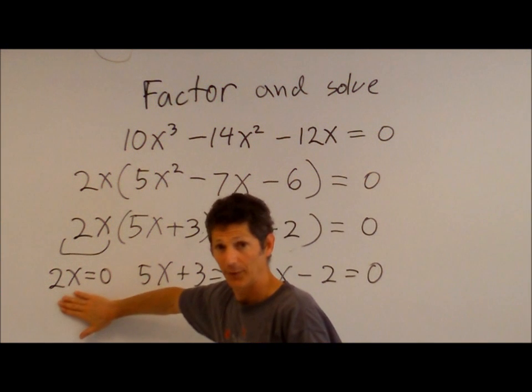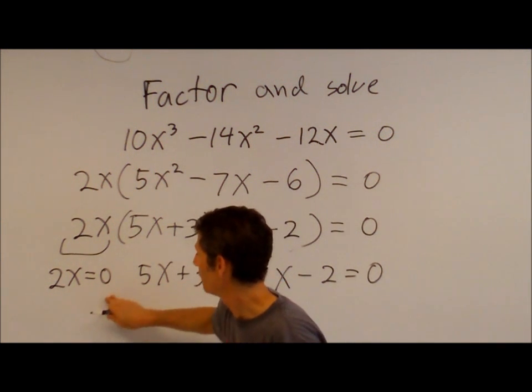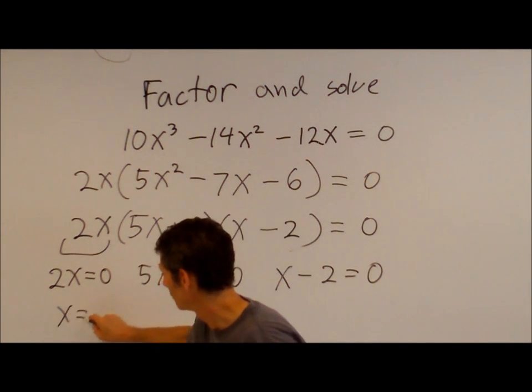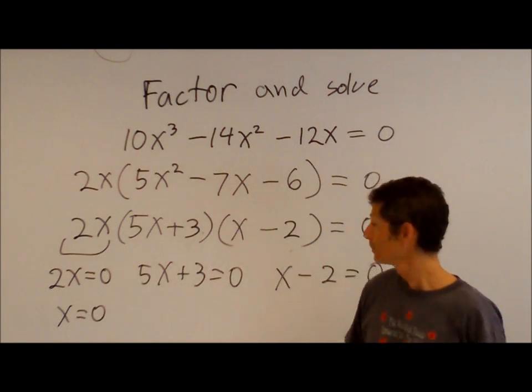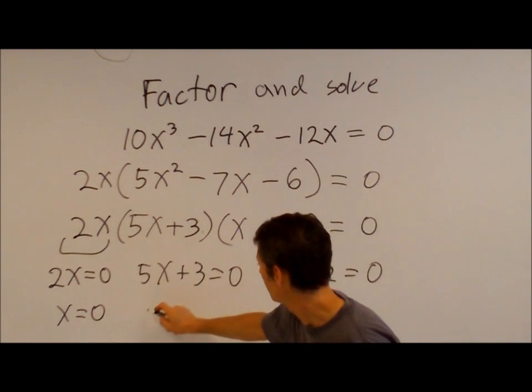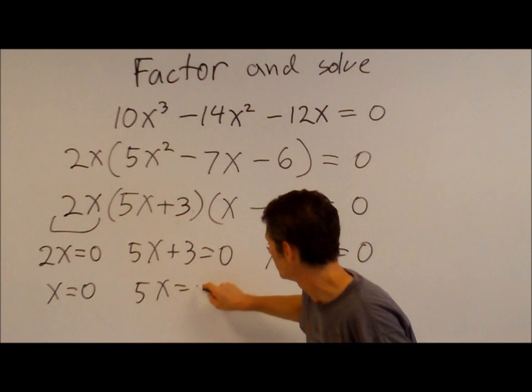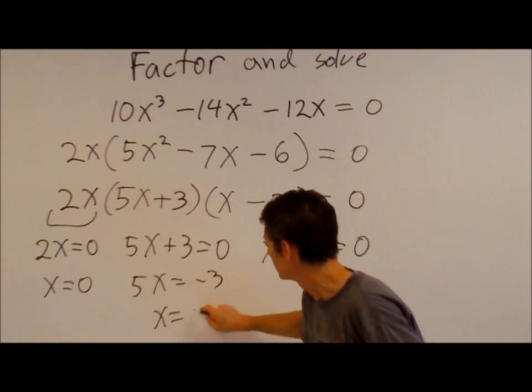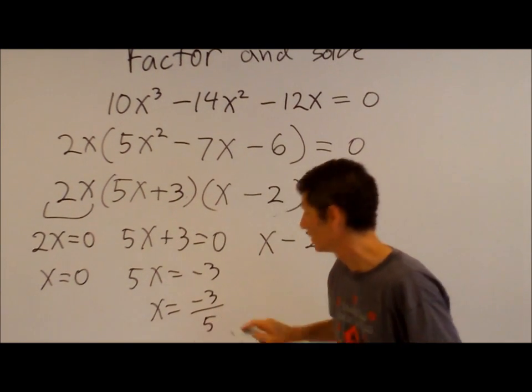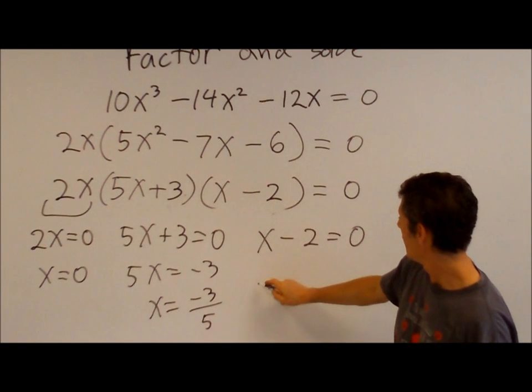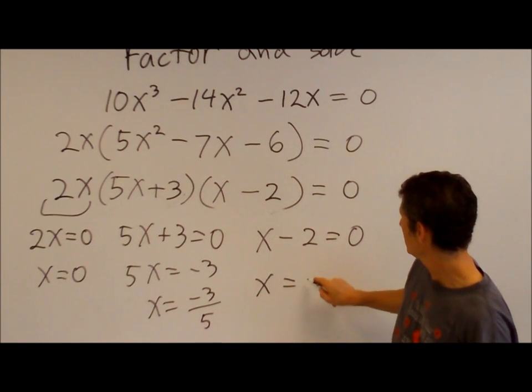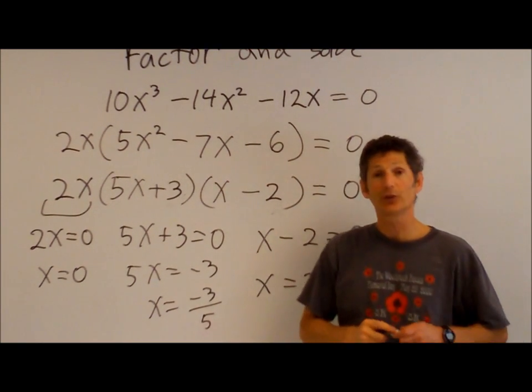So if this guy equals 0, well, if I divide both sides by 2, I have x equals 0. There's one of your solutions. That is my solution. If I solve this little linear equation, I have 5x equals negative 3. x equals -3/5. That's another solution. Beautiful. And I'm just going to add 2 to both sides. I have x equals 2, and that is my third solution.